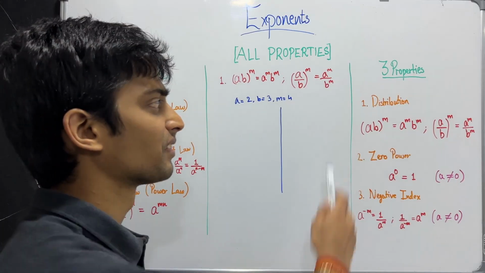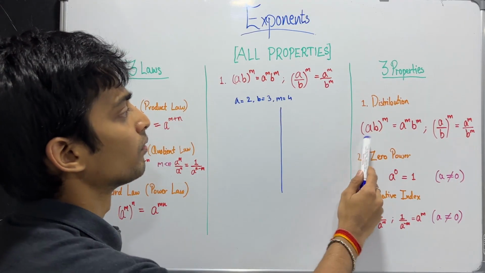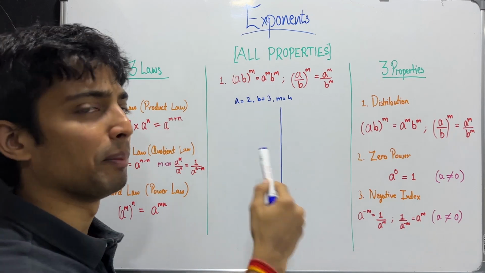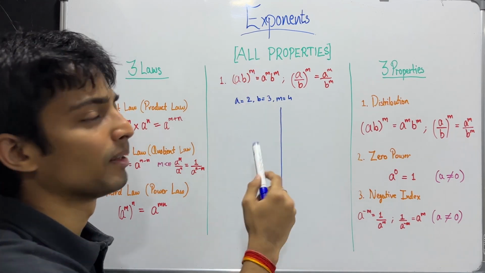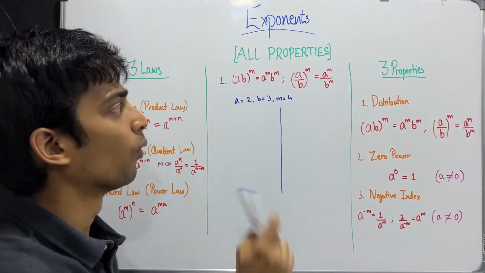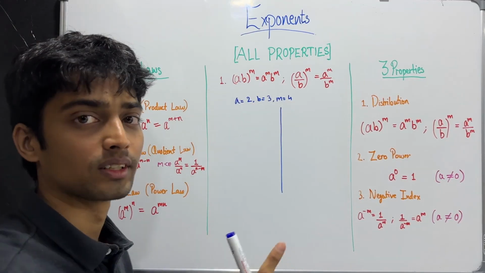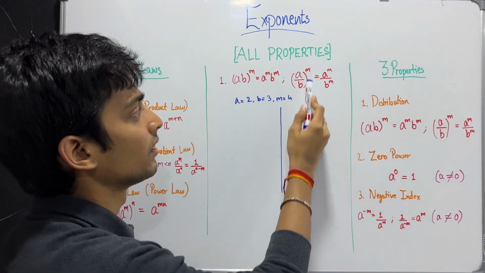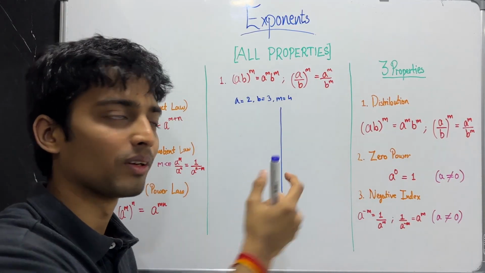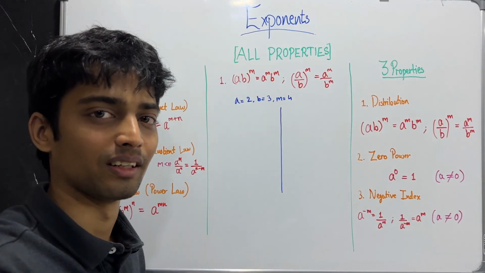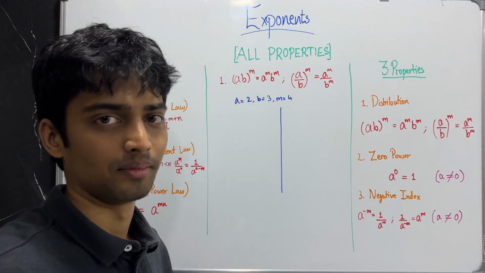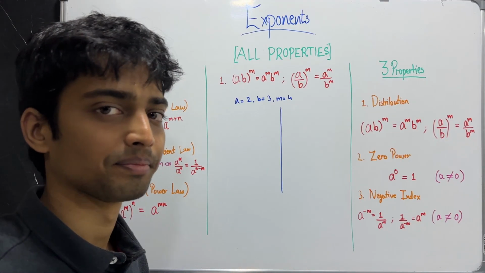Okay, let's look at the distribution property over here. First one, ab the whole raised to m is equal to a raised to m, b raised to m. So the power, when the brackets are opened, gets distributed only when they are in product or in division. Same with division, a by b the whole raised to m, the powers are distributed. So a also gets and b also gets when you open the bracket. Remember, this does not happen when it is in addition or subtraction.